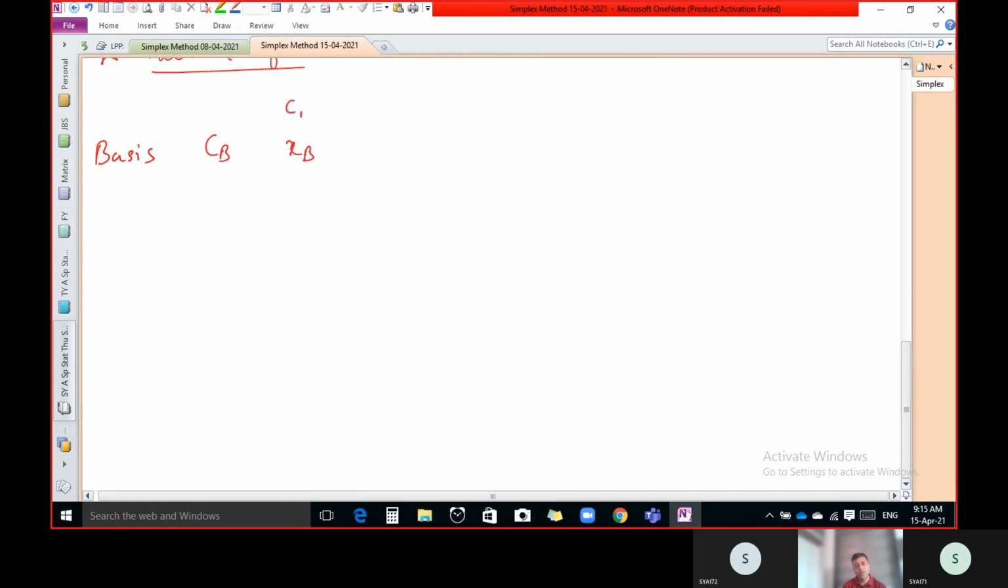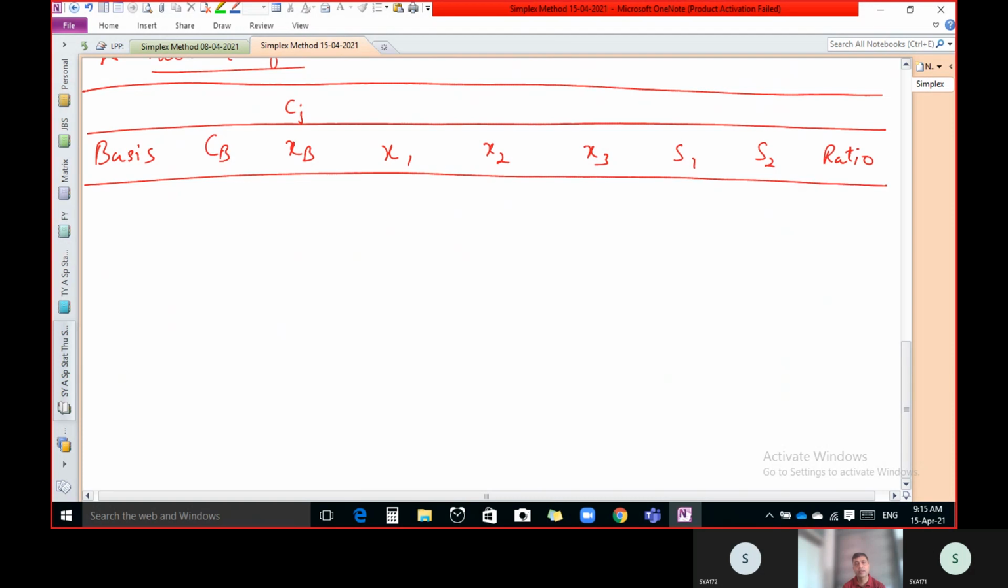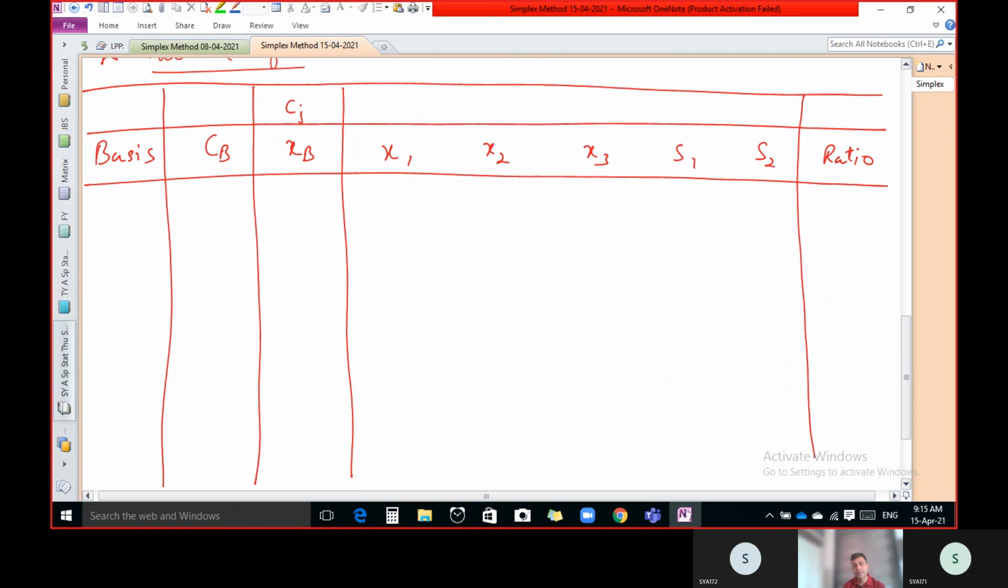Here, exactly above the XB, you have to write CJ. Here you have to write all the variables, original as well as slack and surplus. So X1, X2, X3 are original variables, S1, S2 are slack variables, and at last you have to write another column of ratio, and you have to prepare the table like this. The first column is the column of basis, then XB, then CJ, and the last one is ratio.